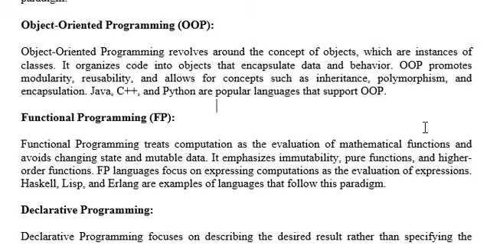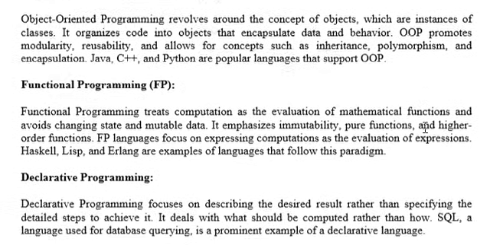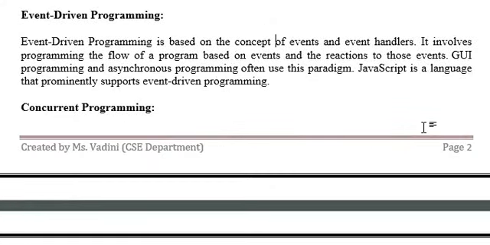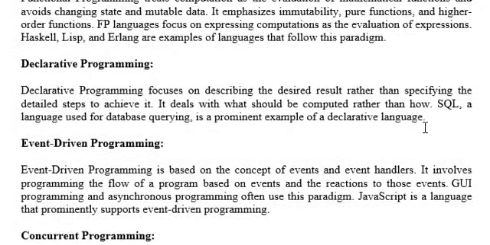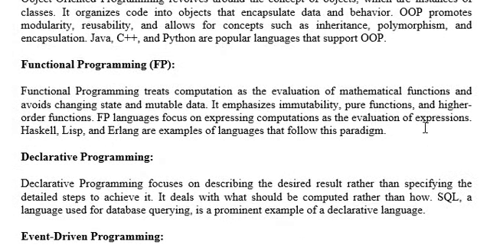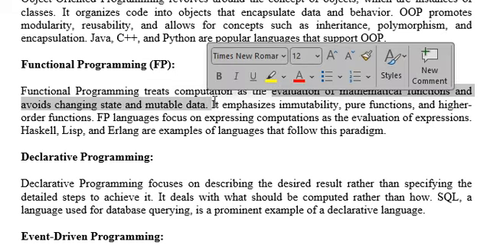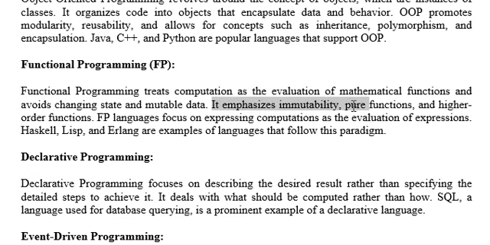Let's continue with functional programming. Functional programming treats computation as the evaluation of mathematical functions and avoids changing state and mutable data. It emphasizes immutability, pure functions and higher-order functions. Some examples of languages which follow this functional programming paradigm are Haskell, Lisp, and Erlang.